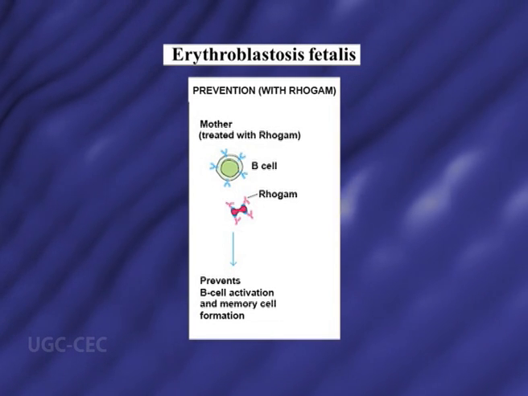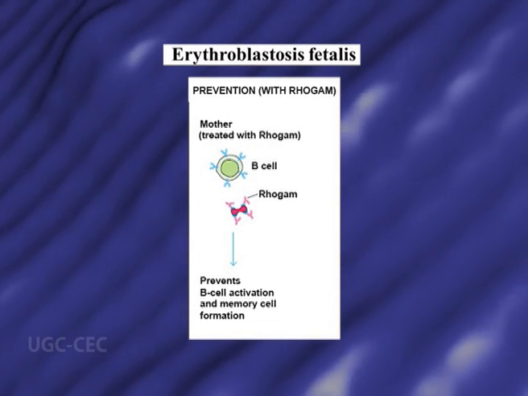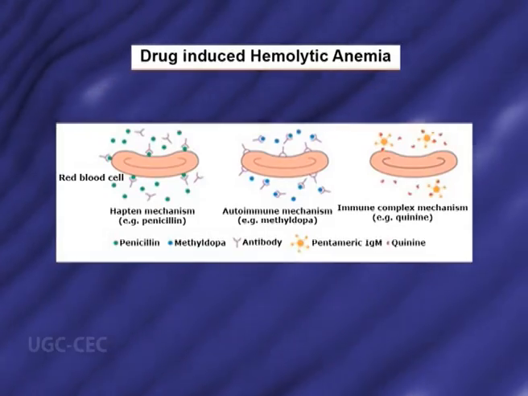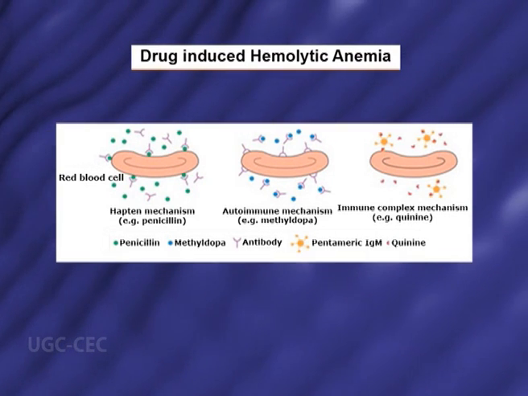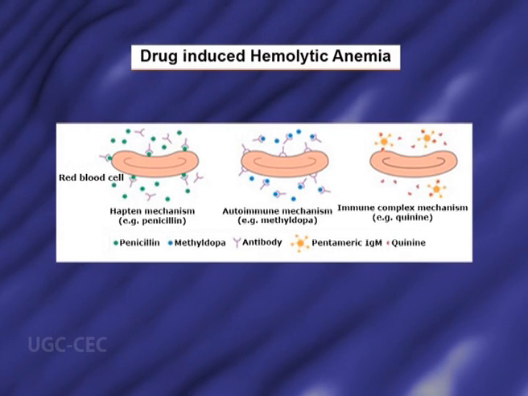If these antibodies are given within 24 to 48 hours after the delivery, then these preformed antibodies will readily destroy the fetal red blood cells, and it will not give the mother's immune system a chance to see them and get activated. Now, a third type of type 2 hypersensitive reaction is called drug-induced hemolytic anemia.